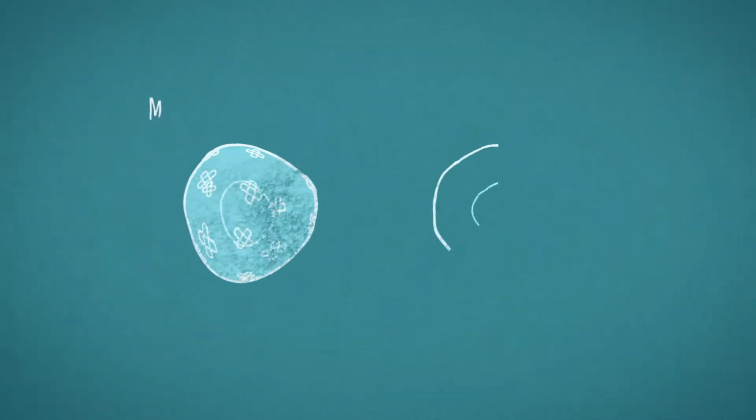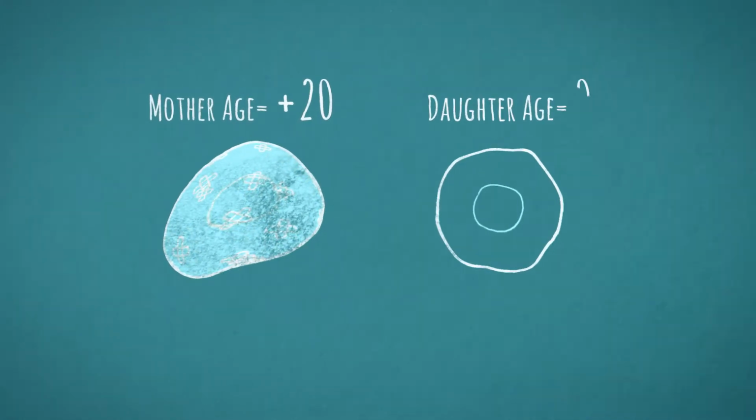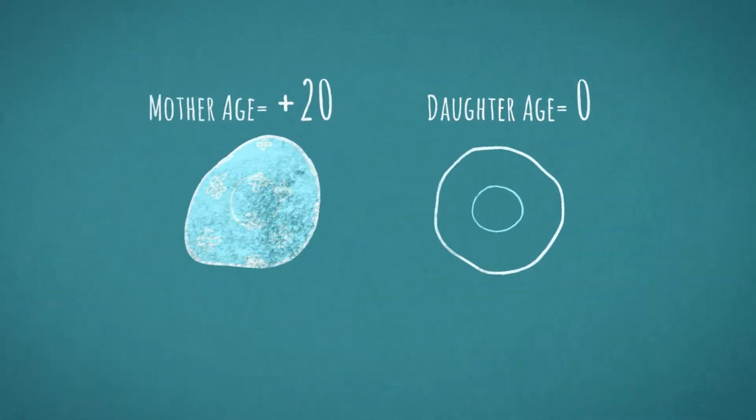The daughter cells have youthful characteristics. This must mean that the daughter cell did not inherit whatever it is that killed her mother.